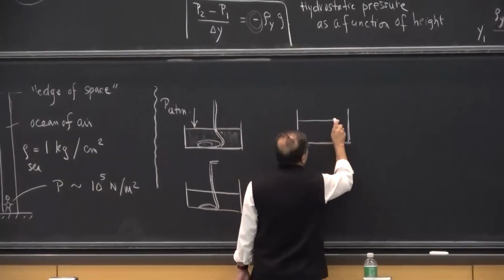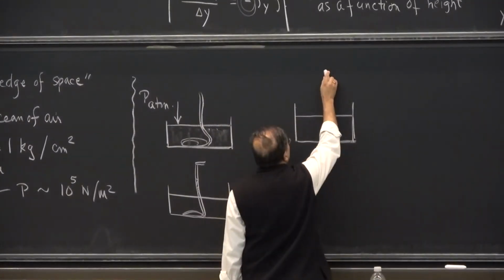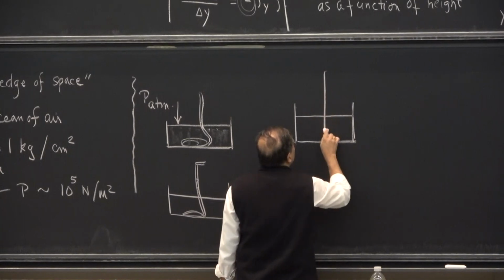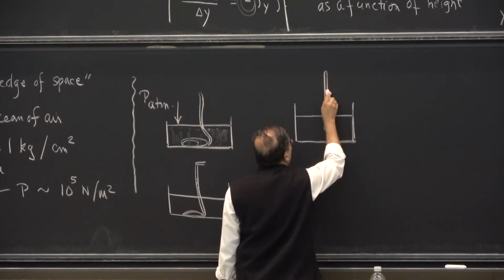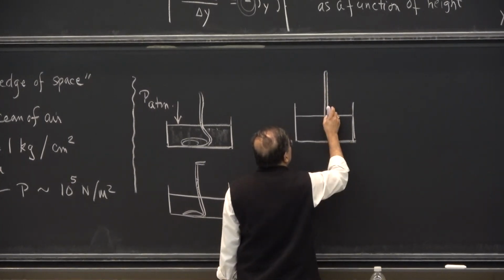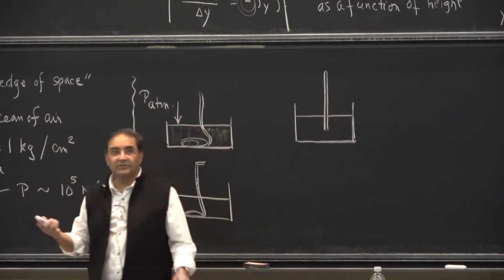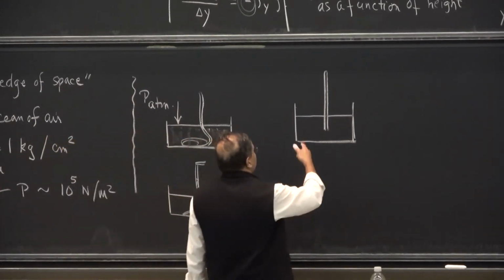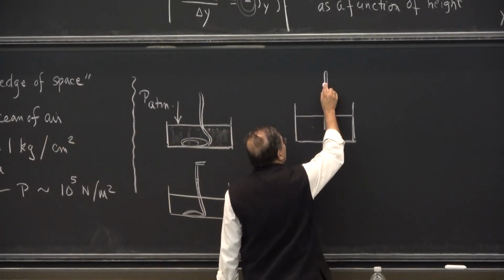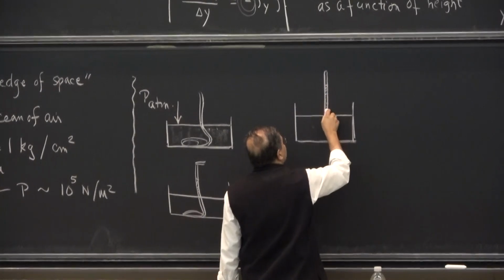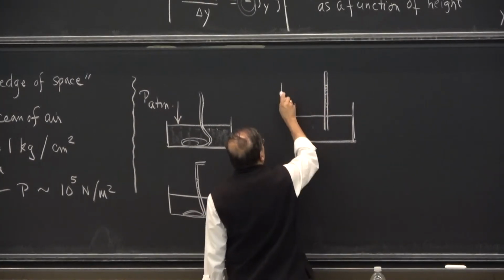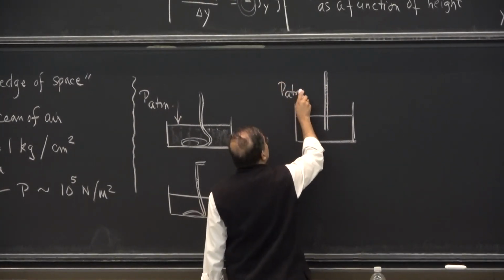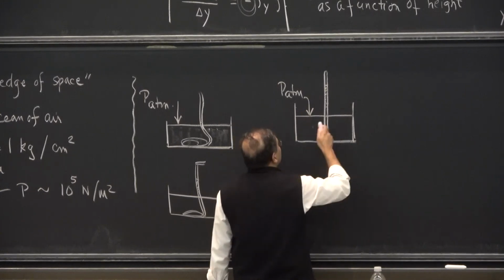And here you have your fluid, static fluid. And here let's say you have a closed cylindrical pipe. So you will find that the liquid level, depending on what liquid you have, will rise to a certain point. So over here the pressure is P atmosphere, right? So no big deal there.